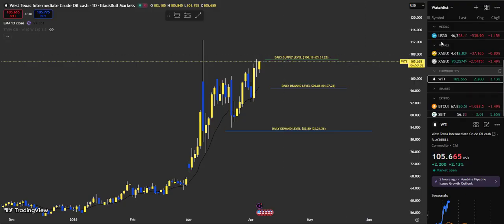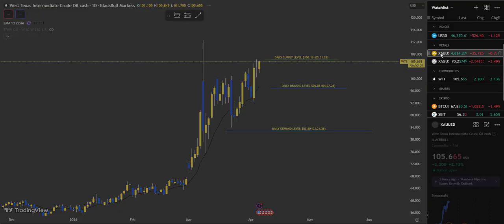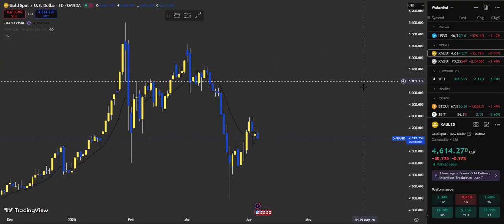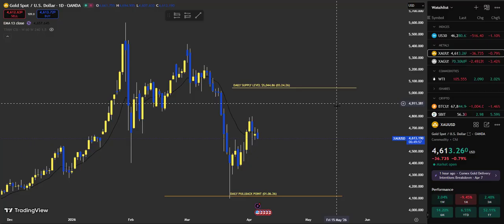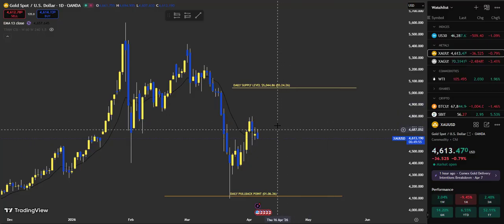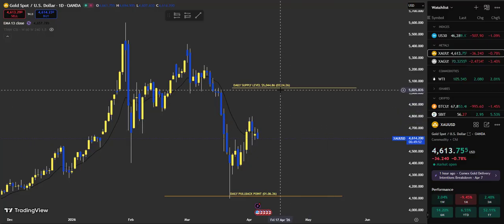All right, moving on to gold. Gold is still trying to find its way. I think it's bearish, but obviously part of a bearish move is a bullish move. And so the supply level that I'm looking at for gold right now is between 5,036 and 5,044 an ounce. So we're looking for gold to rise to the supply level, and then we'd be shorting gold.